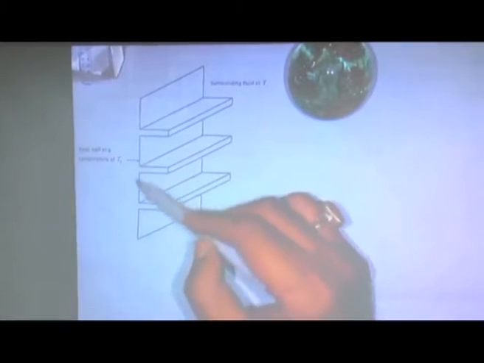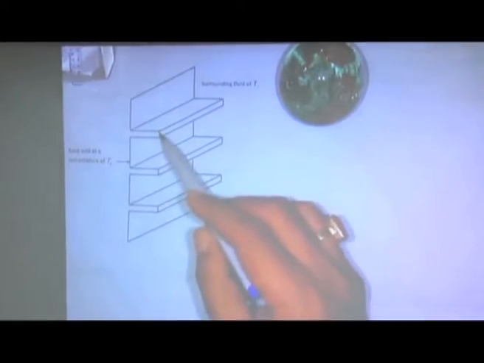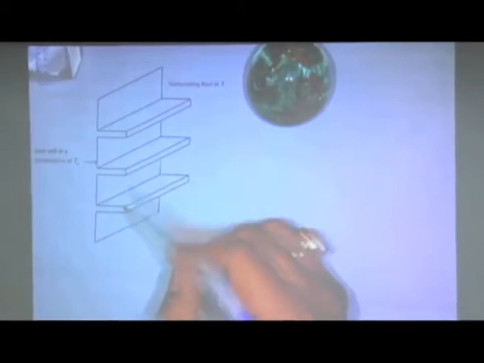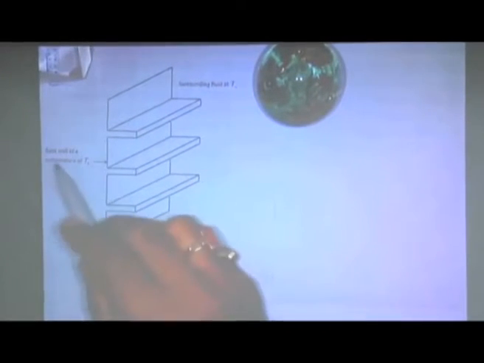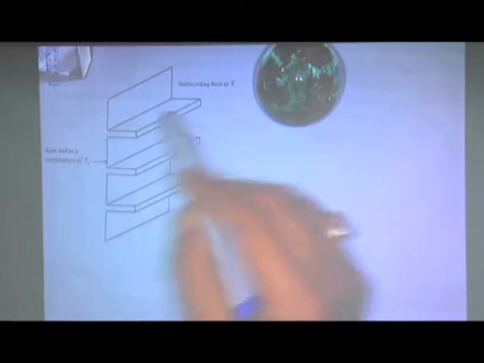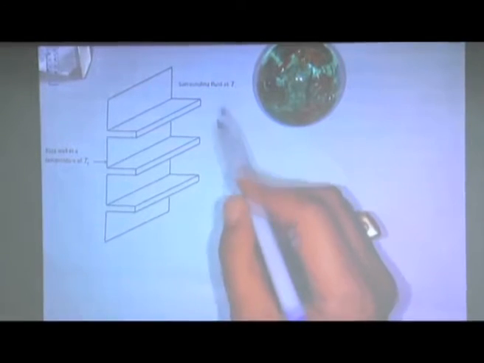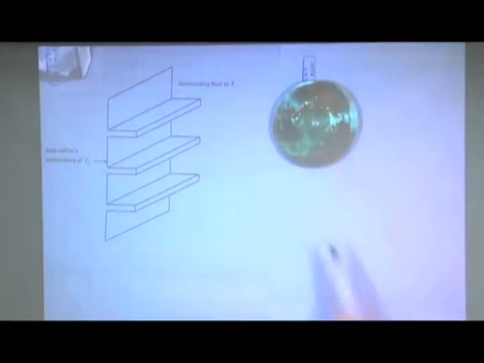This is the base plate, with a number of fins. Here there are 3 fins shown, with the base wall at a temperature of Tb and surrounding fluid at T infinity. So here, how do you define the fin efficiency?